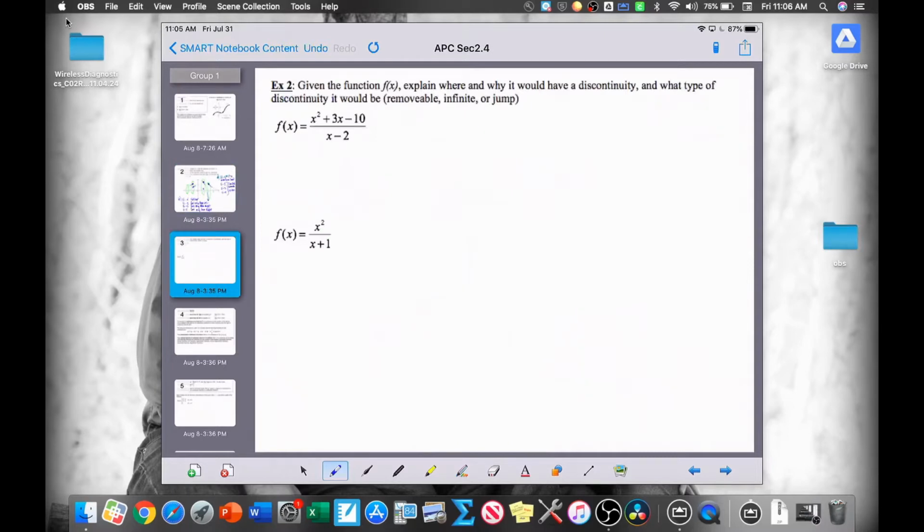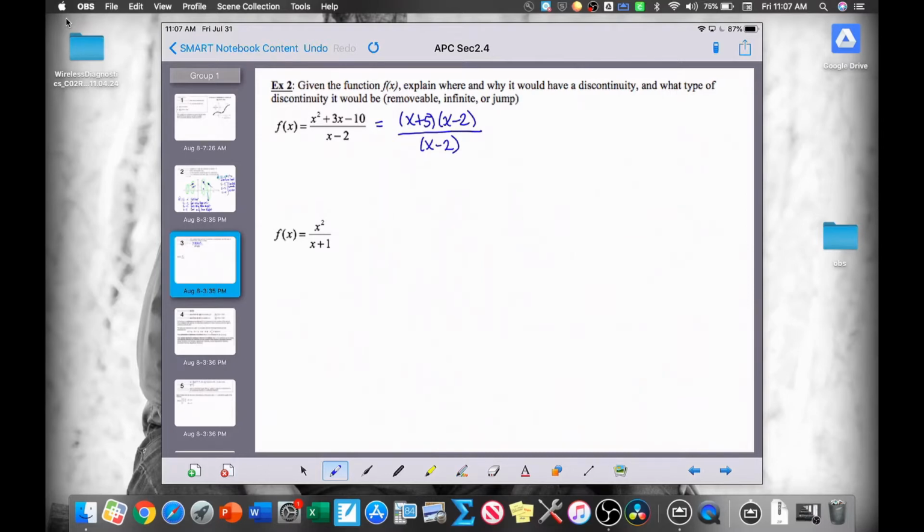Example 2, we are given 2 different functions, and we are supposed to explain where and why they would have discontinuities and what type of discontinuities those graphs would have. So for the first one, I think that the easiest thing to do, since we have a polynomial in the numerator and a polynomial in the denominator, is to try to factor. If I factor my numerator, that's just an easy factor. That's going to factor into x plus 5 times x minus 2. And then I have that family of x minus 2 on the bottom.